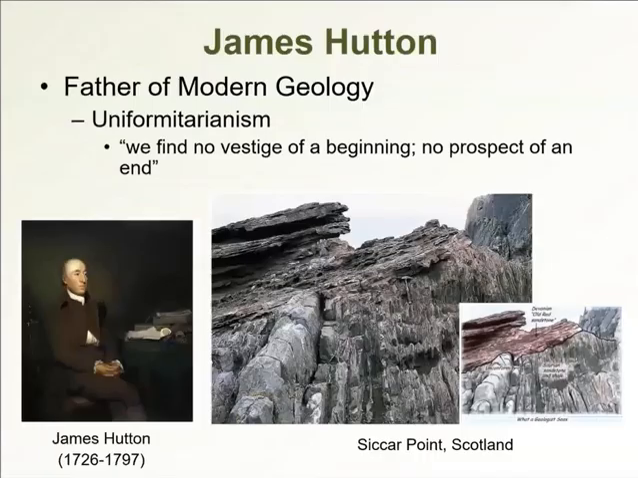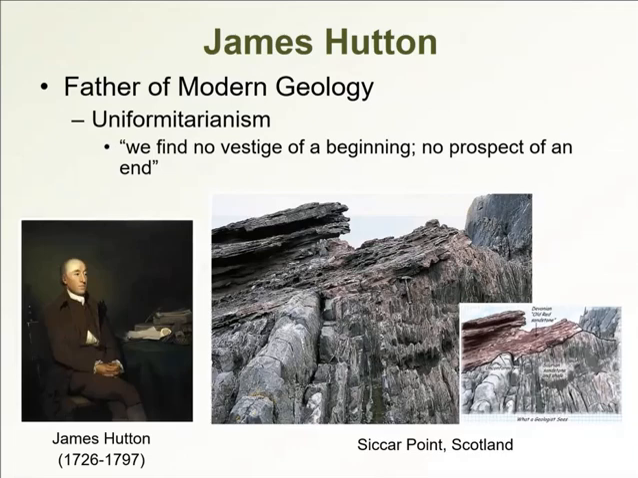Relative dating is this idea that we are going to put things in an order. We don't necessarily know what exact time those things happened, but we can put them in an order. This goes back to our friend James Hutton, the father of modern geology, with his idea of uniformitarianism, that we find no vestige of a beginning, no prospect of an end. This idea that we have cycles. At the time that Hutton was living, people thought the earth was young. They were trying to fit it with the Bible, at least in the Western world.